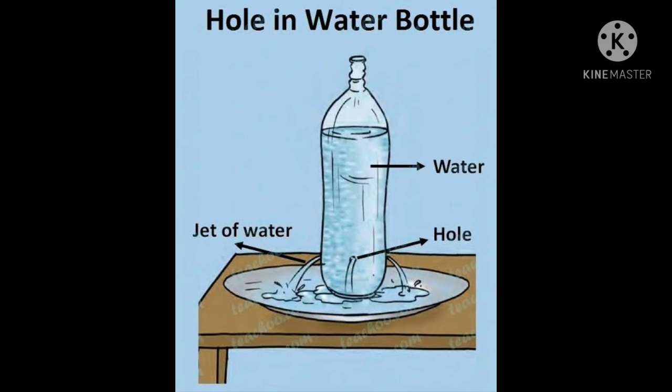Now the next one, point number 2: the pressure of the liquid at the same point will be the same. Can you see the holes in one water bottle? The bottle has some holes, and as soon as we put some water in, what will happen? At the same position, the holes circling around the bottle, the pressure of the liquid will be the same, and the flow will be the same.